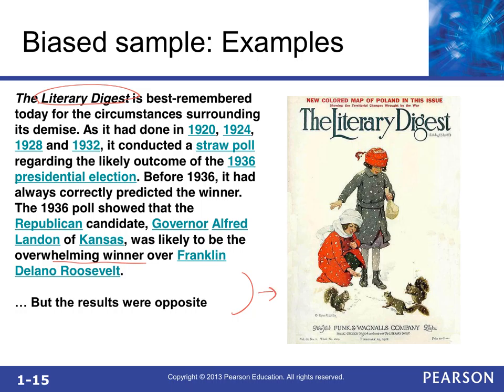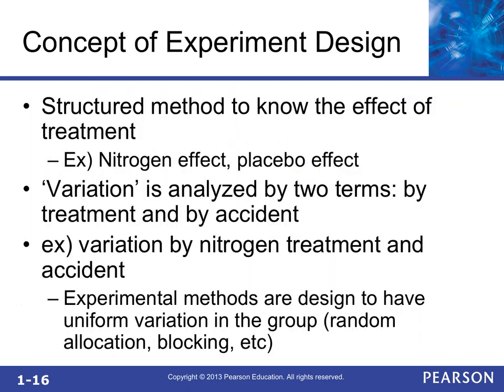And people studied the reason why this opinion poll was wrong, and the conclusion was the sample was highly biased, so the information from that sample was not really useful. And that's one of the examples that emphasize the importance of random samples. Let's talk about the concept of experiment design. In this case, we need to have a structured method to know the effect of treatment. So when we consider the nitrogen effect or placebo effect, we always have to know the reason for getting variations.